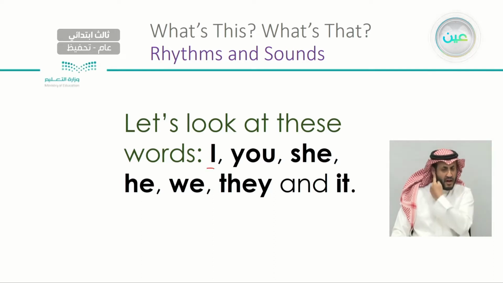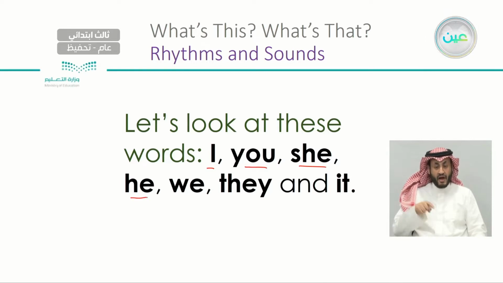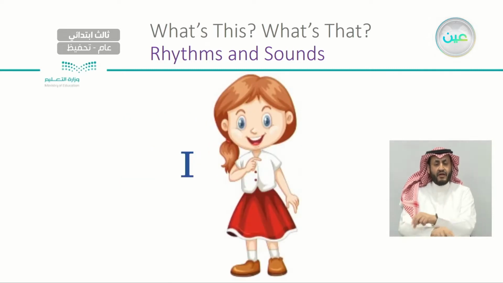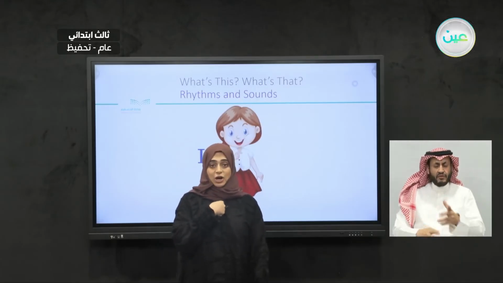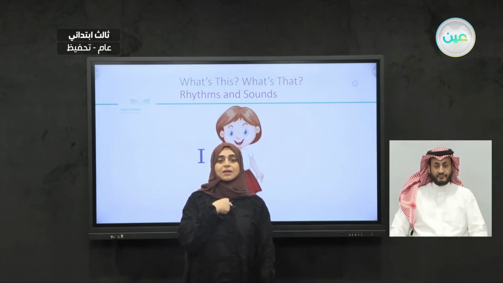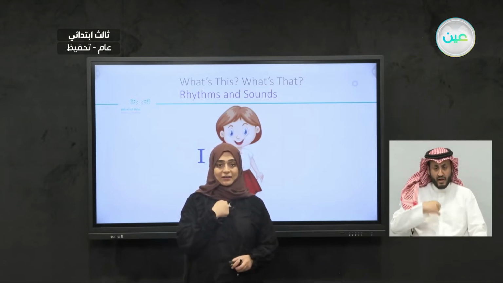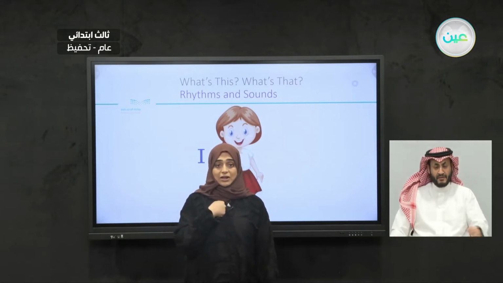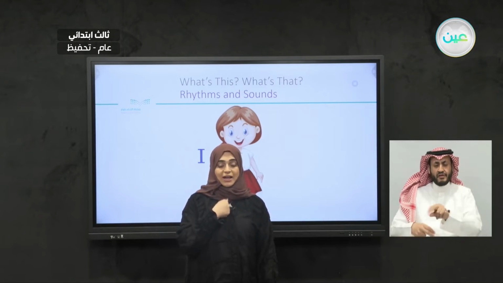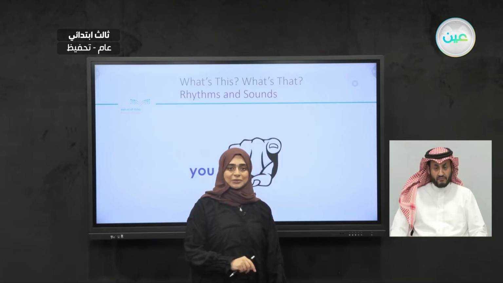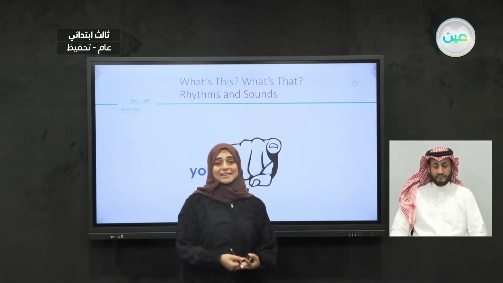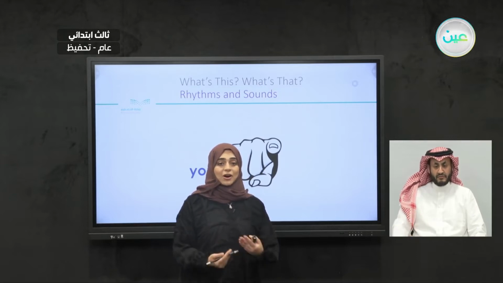We have I, you, she, he, we, they, and it. Look at this girl. She is pointing at herself. If I was standing here talking about myself, I would say, I. Excellent. I. Even if there was a boy standing talking about himself, he would still say, I. Okay? If I was pointing at you, what would I say? If I was pointing at you, obviously I would use the word you. Point at me. Ask me a question. How are you?